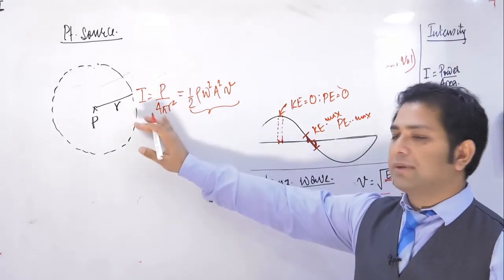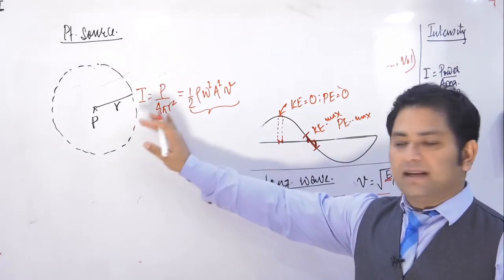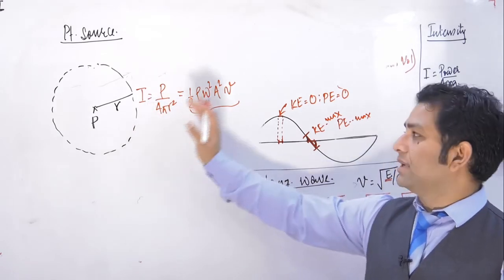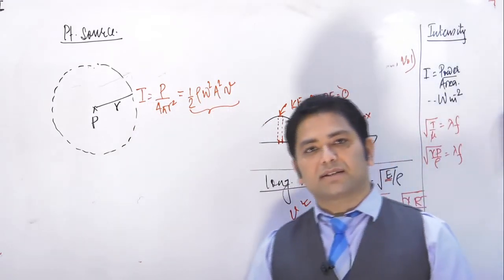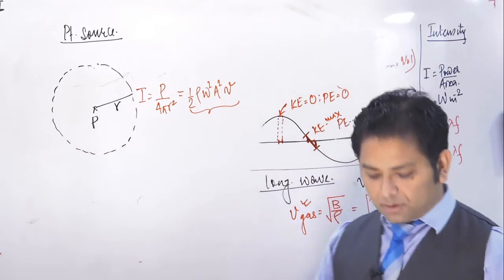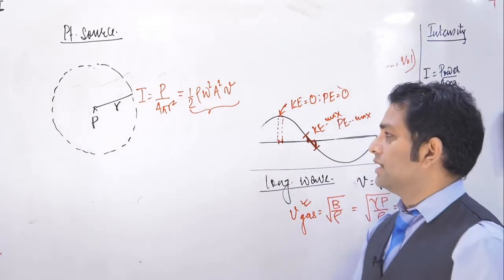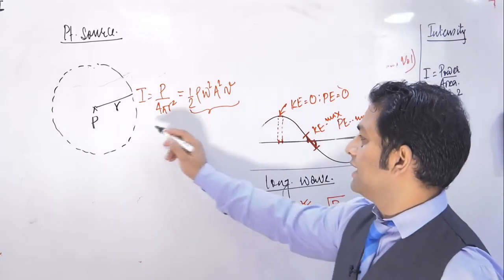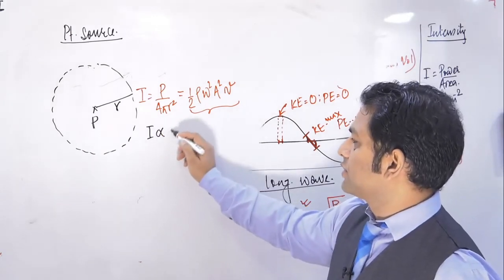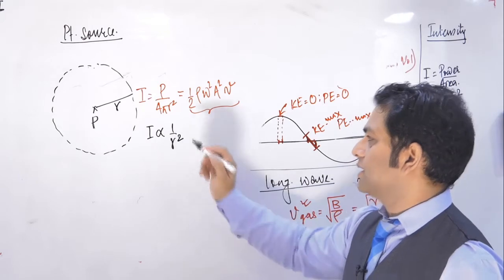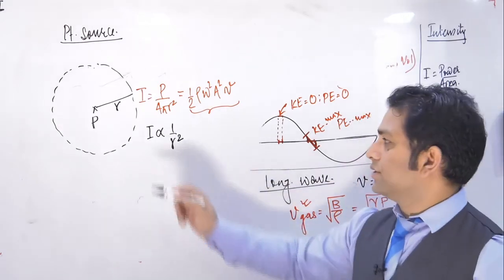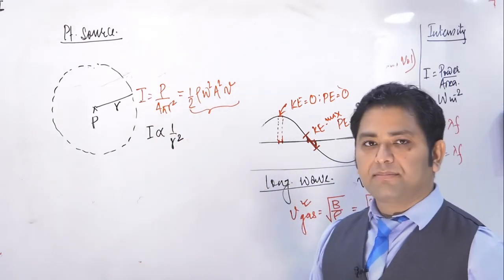Intensity is power per unit area, and any sort of intensity can be equated to 1/2 ρ ω² A² V. What are the two important things that you get from this? The first important thing is that intensity of a point source is inversely proportional to r², because you could see from these two relationships.